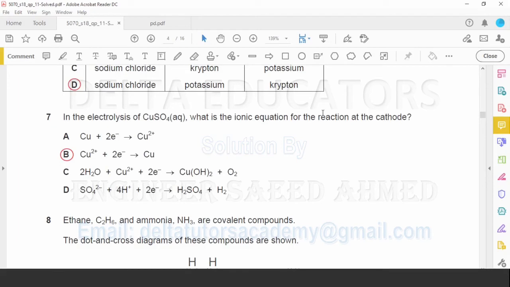Question number 7. In the electrolysis of copper sulfate, what is the ionic equation for the reaction at the cathode? Copper sulfate means we have copper ion and sulfate ion. Copper ions are positively charged, so they will move towards the cathode, and copper ion has a plus 2 charge. When copper plus 2 reaches the cathode, it will gain 2 electrons and be converted to a copper atom. The same thing is given in option B, so it is our correct option.